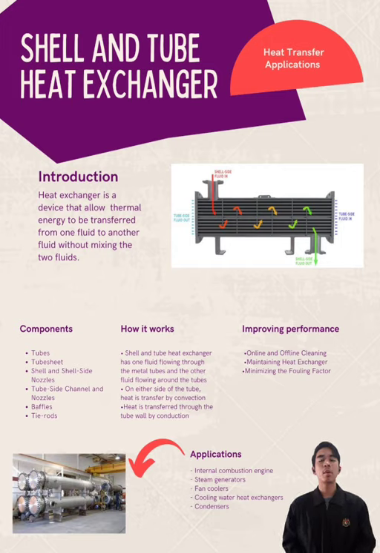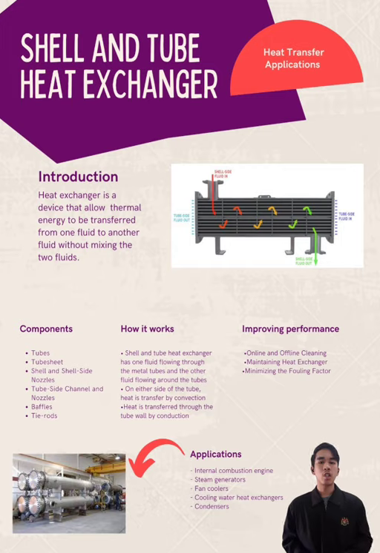The fundamental point of the shell and tube heat exchanger is to pass a hot fluid past a cold fluid without mixing them, so that only their heat is transferred. The shell and tube heat exchanger has one fluid flowing through the metal tubes and the other fluid flowing around the tubes. On either side of the tube, heat is transferred by convection. Then the heat is transferred through the tube wall by conduction.